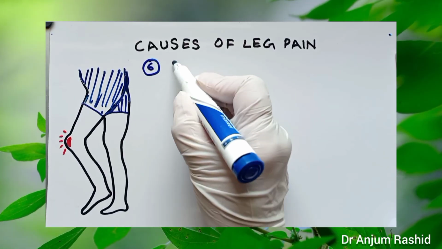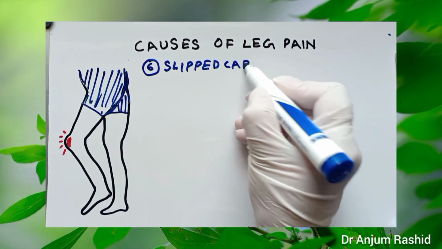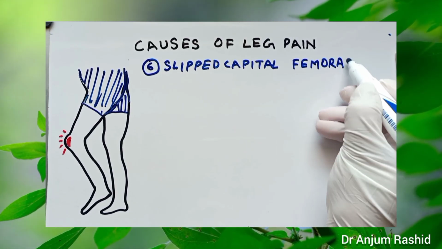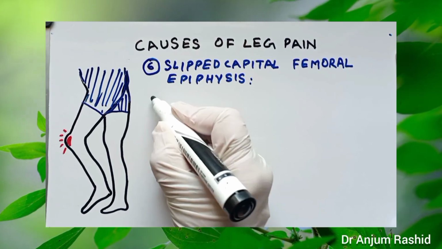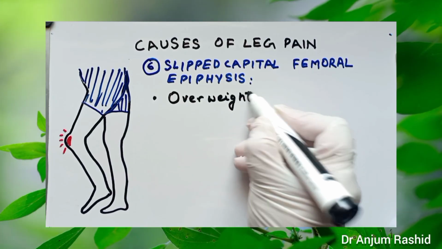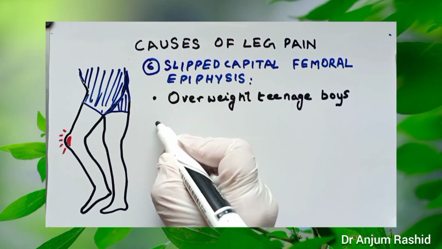Now, the sixth cause is slipped capital femoral epiphysis. Now, it is a hip disorder which is seen in overweight adolescents, usually boys aged 10 to 16 years. It occurs when the femoral head slips backward at the growth plate. Now, children present with hip, thigh or knee pain and may walk with an out-toeing gait.